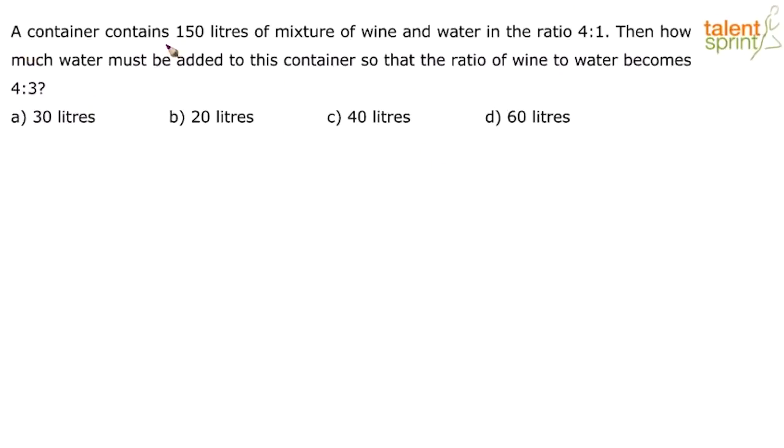A container contains 150 liters of mixture of wine and water in the ratio of 4:1. Then how much water must be added to this container so that the ratio of wine to water becomes 4:3?